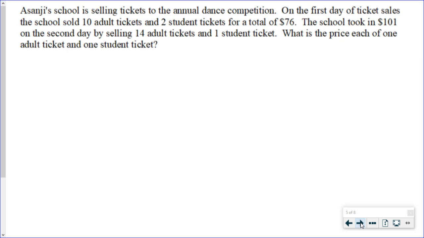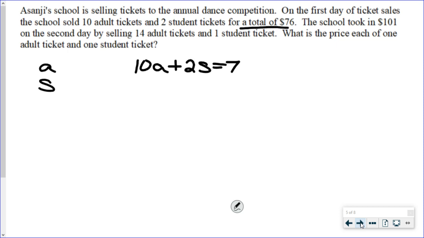Okay. A school is selling tickets to the annual dance. On the first day of ticket sales, the school sold 10 adult tickets and 2 student tickets. So A is adult, S is student. So 10 adult tickets plus 2 student tickets totaled $76. Okay, the school took in $101 on the second day by selling 14 adult tickets and 1 student ticket.